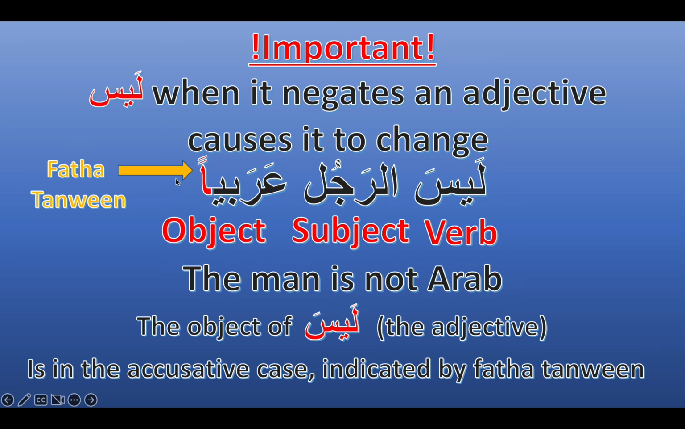Now what is تنوين? تنوين is these two fathas on top of the alif. There are three types of tanween. There is fatha tanween, which is two fathas together. There's kasra tanween, which is two kasras together underneath the letter. And there's dhamma tanween, which is two dhammas together.